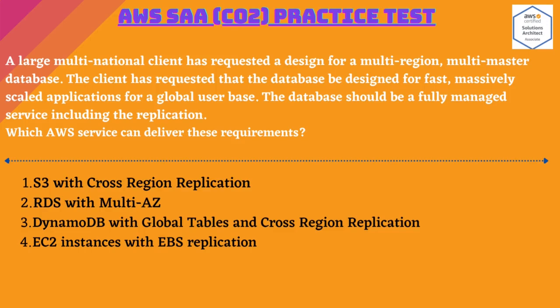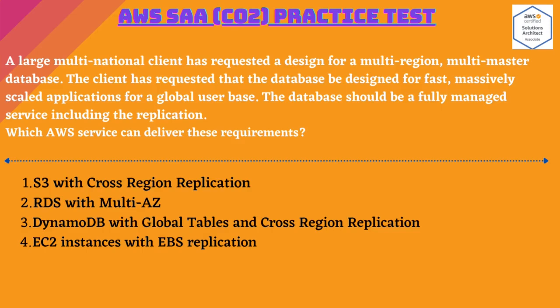The first option we have is S3 with cross-region replication. S3 is an object store and it is not a database. So this is not the right answer. RDS with multi-AZ. RDS database is not a multi-master database, which the question is asking for. So this is not the correct answer either.